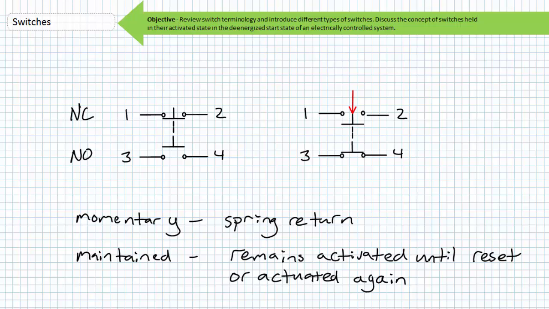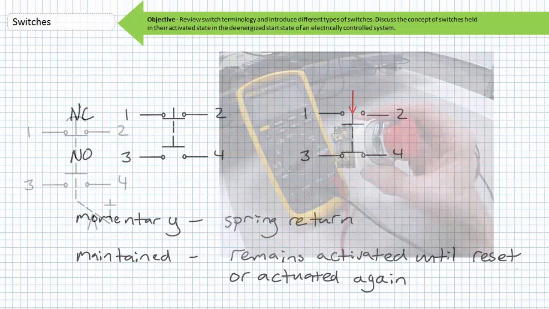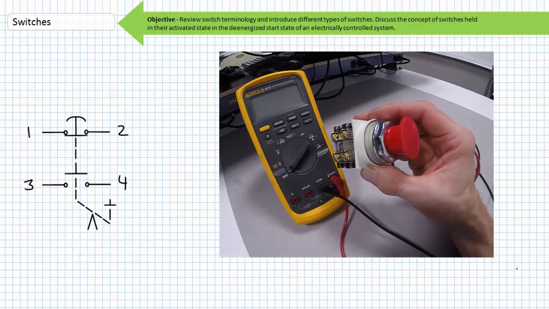Let's take a look at some switches commonly employed in electrically controlled systems and see if we can apply the terms normally open, normally closed, and momentary versus maintained to their construction and electrical characteristics. The first example of a manual switch is an emergency stop button, sometimes called an EMO for emergency off, ESTOP, or oh shit button. Emergency stop buttons are ordinarily characterized by a conspicuous red mushroom-shaped actuator placed in an easily accessible location.